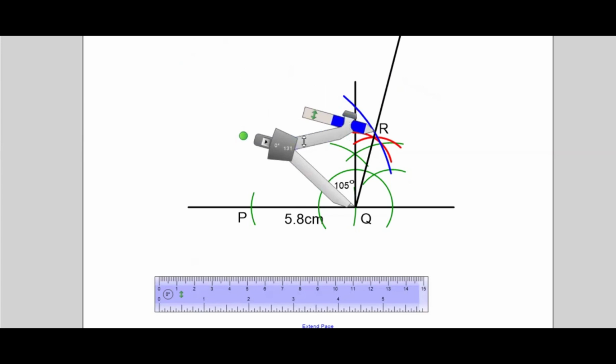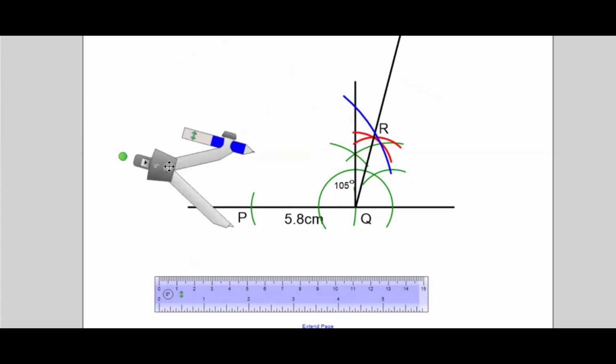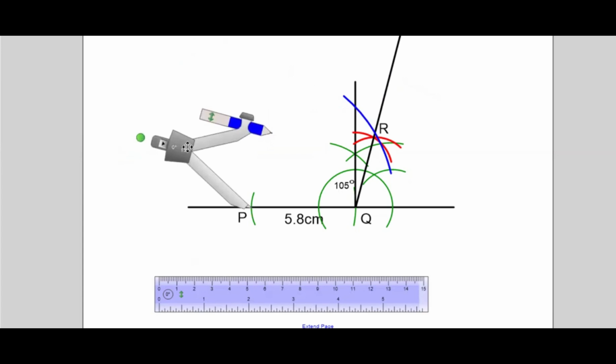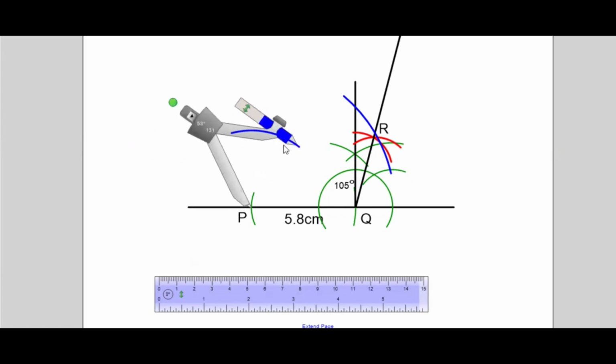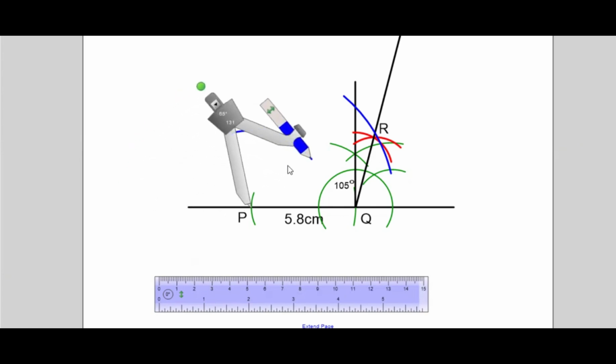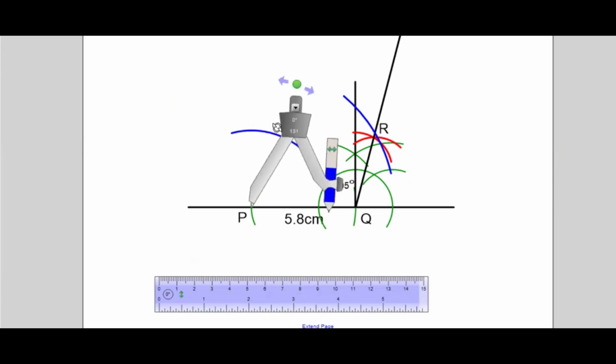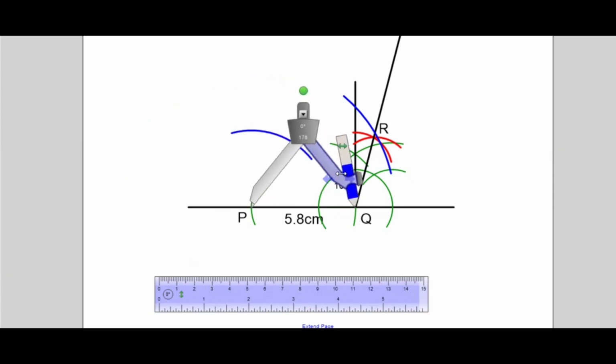With radius QR, come to point P to construct an arc. Okay, and also with radius PQ.